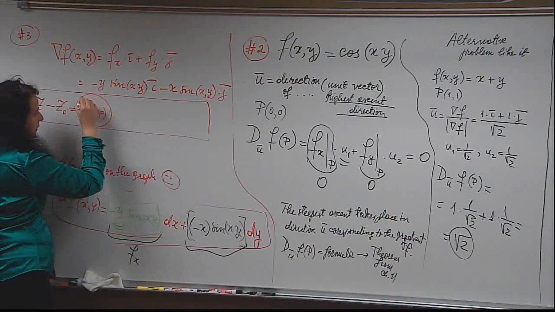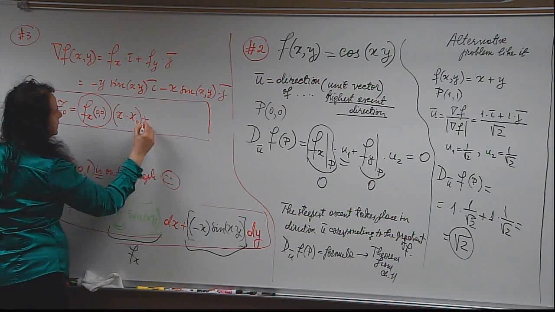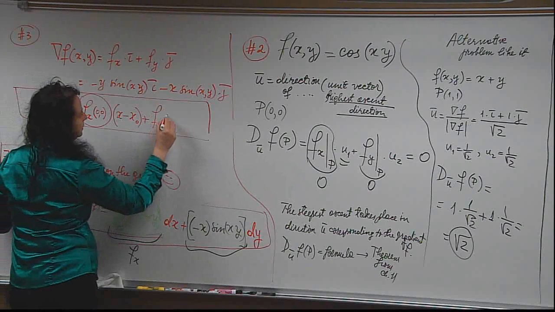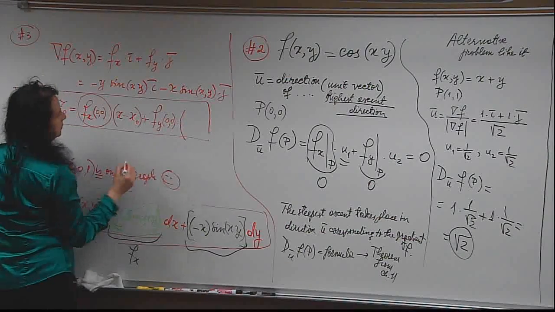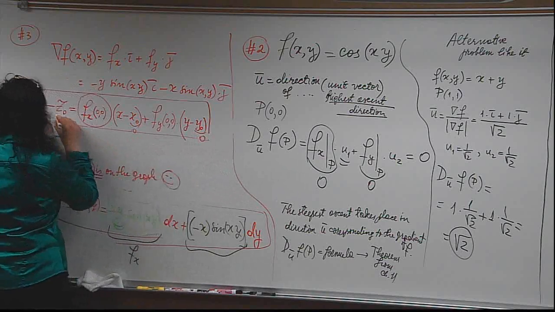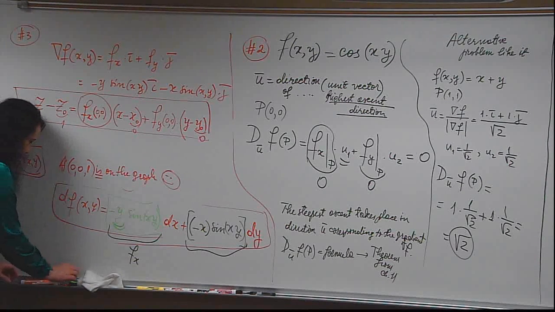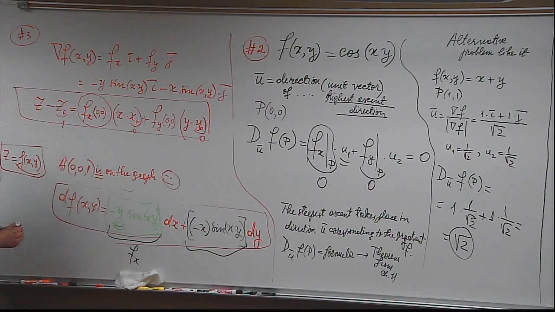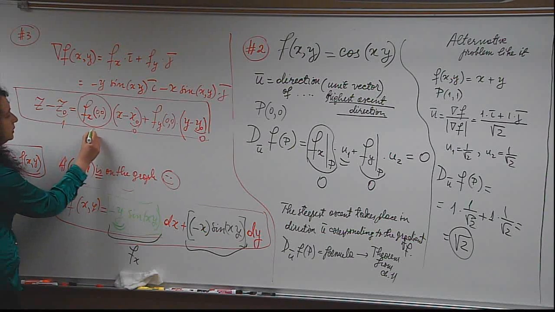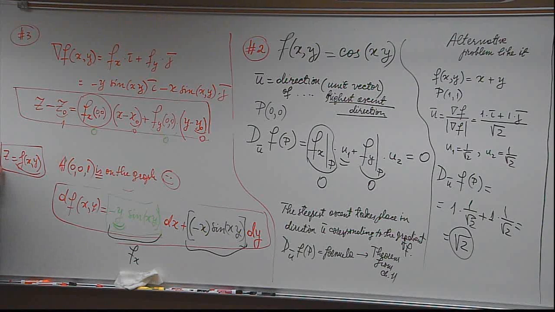Good, we'll do that later. Times x minus x0, plus F sub y at 0, 0, times y minus y0. But again, x0 is 0, y0 is 0, z0 is 1. Now, we know more than that because I gave you a problem that's too easy, but I'm trying to do something impossible. F sub x at 0, 0, we already computed that and we noticed that was 0, and this was 0. So we are exceedingly lucky in this case.